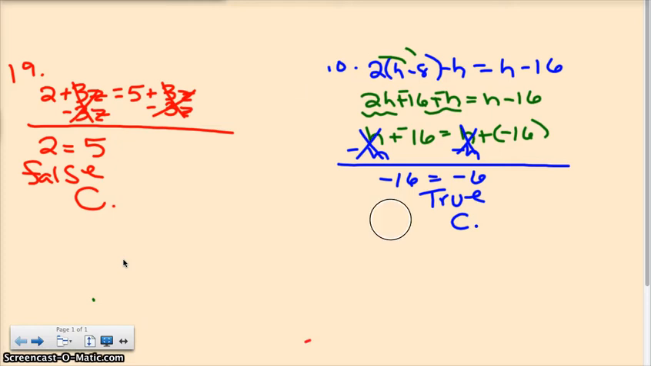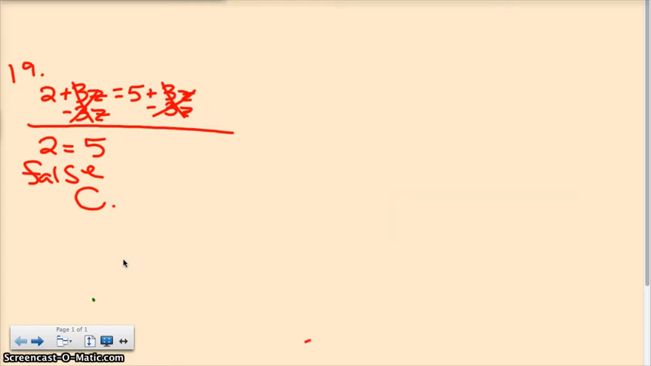Number 20. What equation do we get when we solve a minus q equals a plus sx for x? That means we want to get x all by itself. I'm just rewriting that. So I want to get x alone.